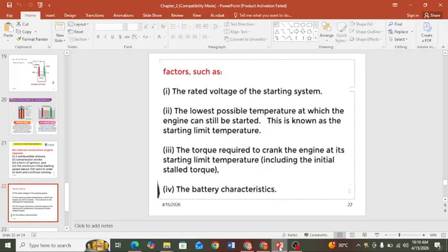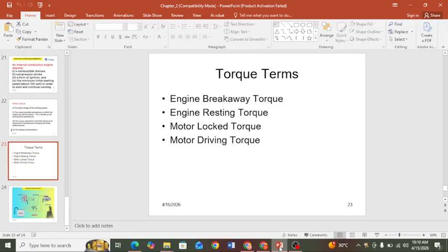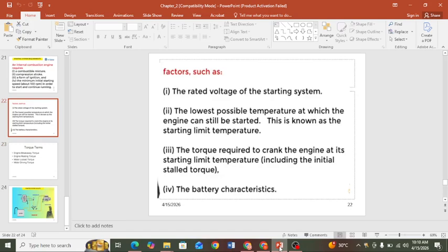The revolutions per minute take place in the form of some battery characteristics. When we think about the torque required to crank engines at starting temperatures, we require different points of consideration, and these are helpful for battery characteristics, which help differentiate the different kinds of things here.